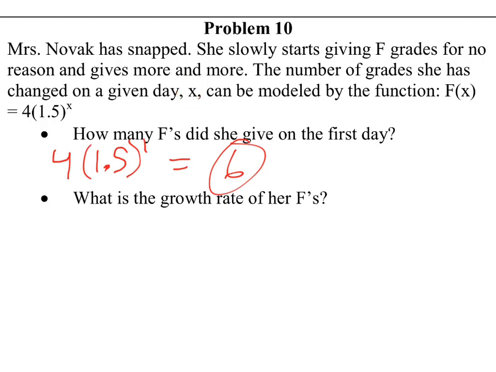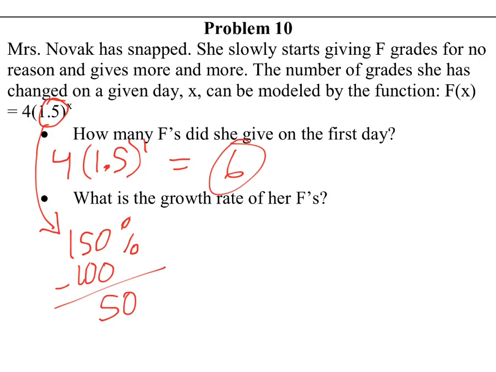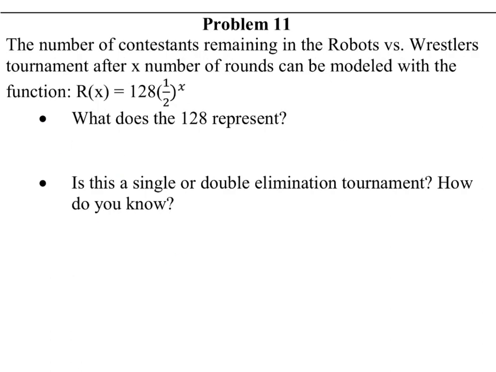And then the growth rate for her Fs, well, this here is dealing with your growth rate. Convert that to a percent, that's 150%, and you subtract out the 100 piece of it because you're not adding 100%, you're timesing by the 100%, and so that really doesn't change your number. The extra 50% does. So that one comes out to be 50%.